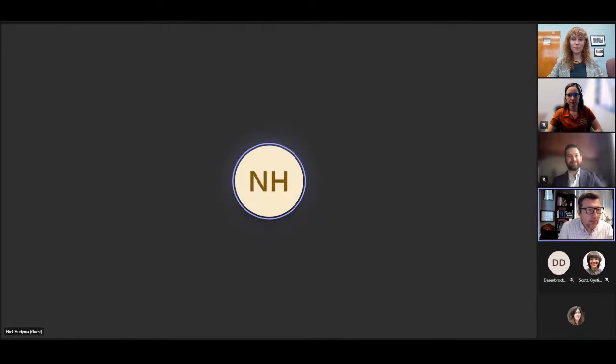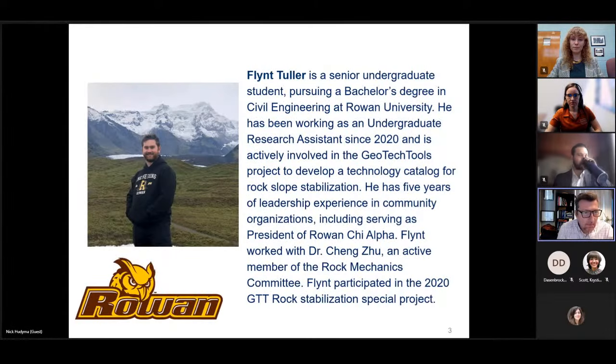And here he is. Our next speaker is Flint Tuller from Rowan University. He is an undergraduate student, which is fantastic to see undergraduates participating in our special projects. He has been working as an undergraduate research assistant since 2020 and is actively involved in the Geotech Tools project to develop a technology catalog for rock slope stabilization. He has a number of years of leadership experience, and he is the president of Rowan Chi Alpha. Flint is working with Dr. Zhu, an active member of the Rock Mechanics Committee. So, Flint, the floor is yours. Proceed with your presentation.